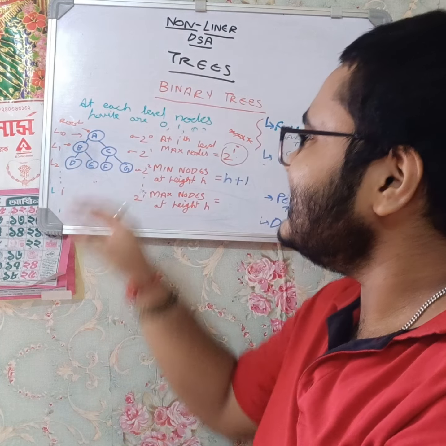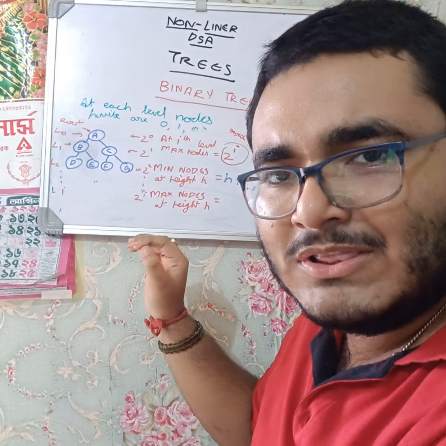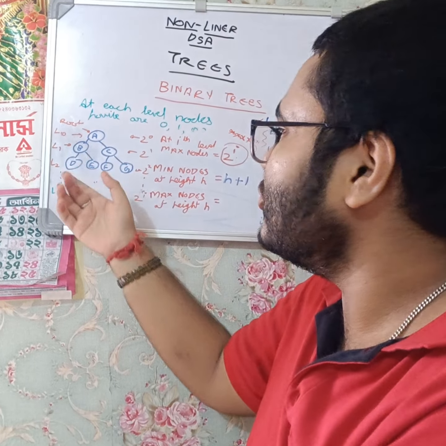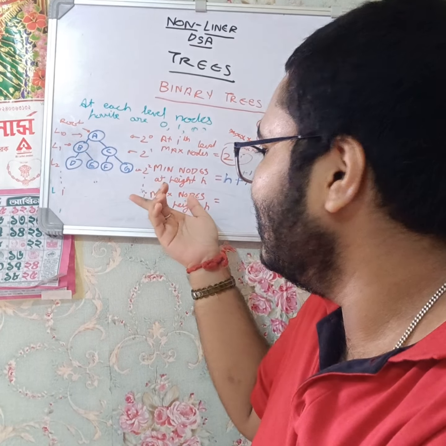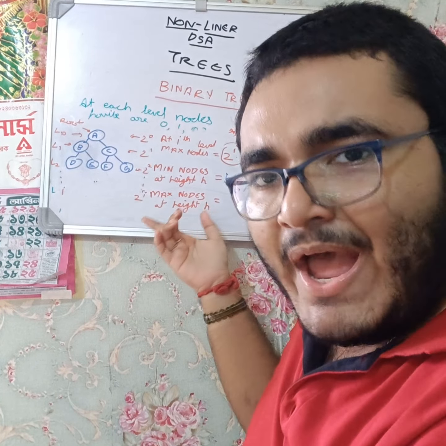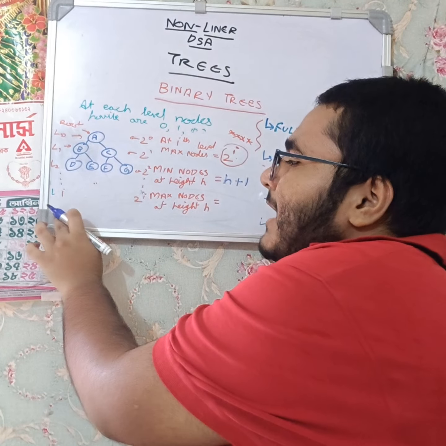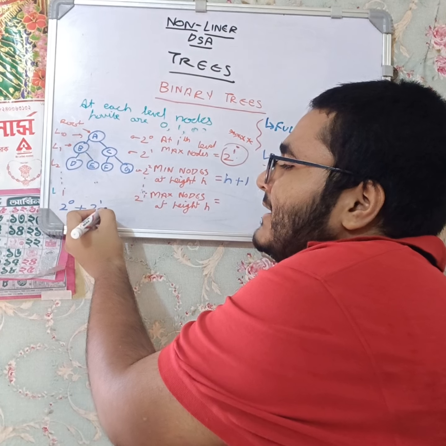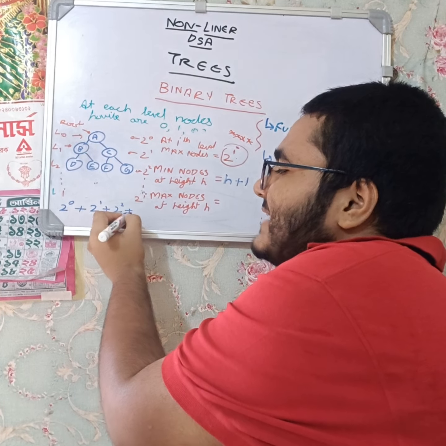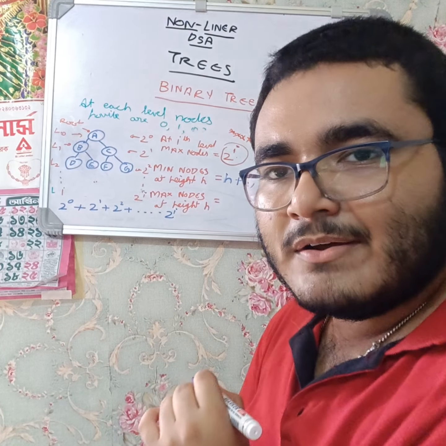So can I say it is a sum of all these? The sum of all these will give me the total nodes present in the tree. That will be the maximum nodes possible at height h. So let me add them up. 2 to the power 0 plus 2 to the power 1 plus 2 to the power 2 plus dot dot up to 2 to the power i. Yes or no?